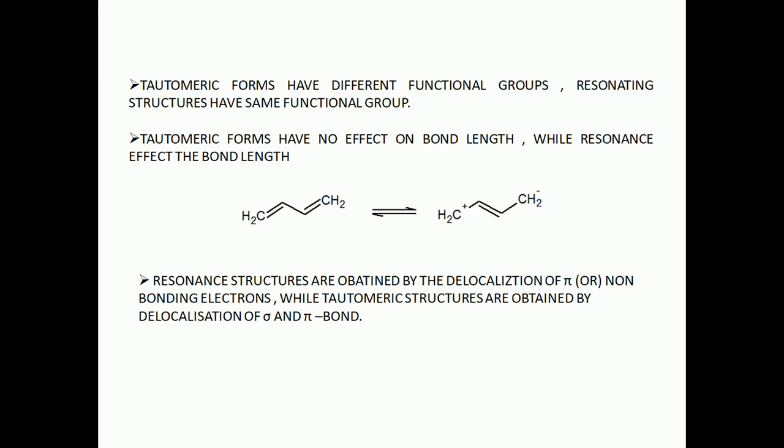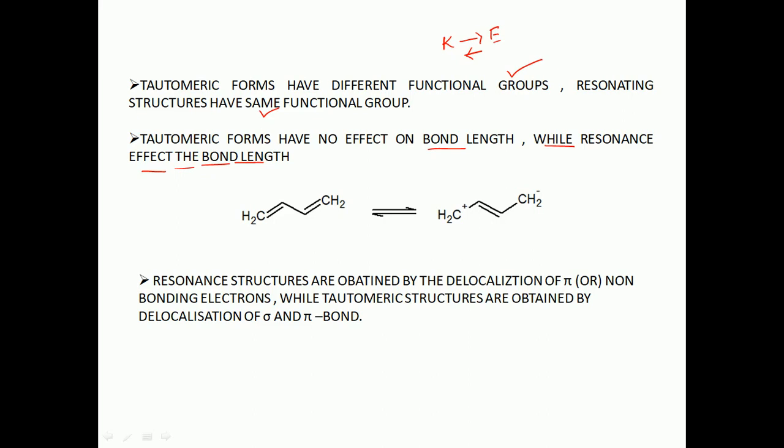Tautomeric forms have different functional groups, and resonating structures have the same functional group. In tautomeric forms, the functional group itself changes. How does it change? The ketone functional group changes to enol, and the enol functional group changes to ketone. In a resonating structure, there is no change in the functional group. Tautomeric forms have no effect on the bond length, while resonance affects the bond length. So the tautomeric form will not affect the bond length, whereas resonance will change the bond length.